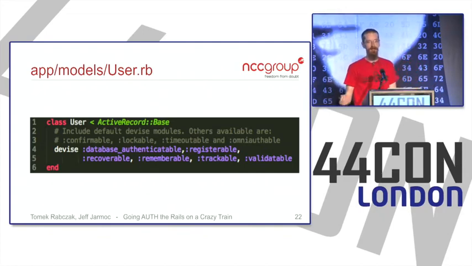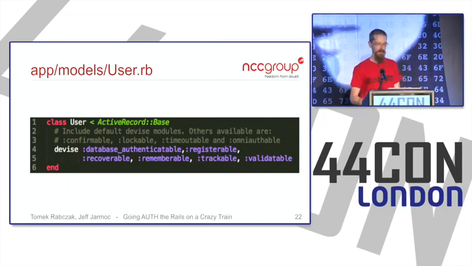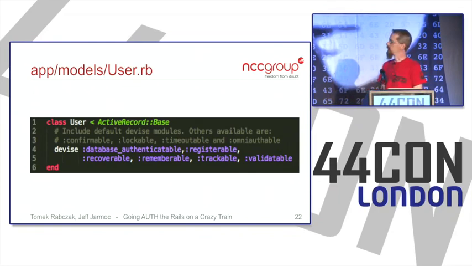Database authenticatable is really the main module of Devise. That's what gives you an ActiveRecord-backed authentication system. Registerable allows users to come to your site anonymously and create an account for themselves. So if you don't want anonymous people to be able to create accounts, you can just turn that off. Recoverable is the password reset module, and we're going to talk about that in a bit more detail. Rememberable gives you a little remember me box and so on. Trackable logs IPs and timestamps when users log in.